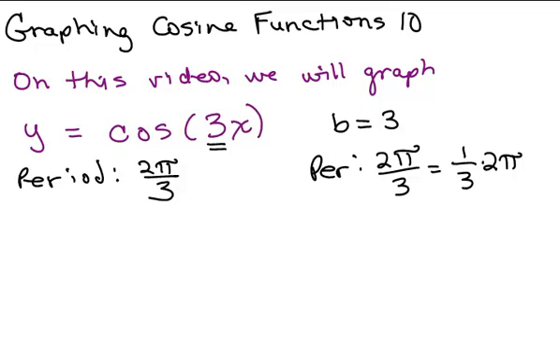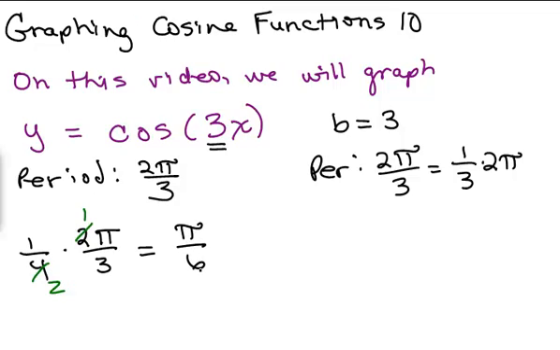And we know that to get the key points, wherever we start, we're going to add a fourth of the period to get the next one, and a fourth of the period again. So let's figure out what a fourth of the period is. 1/4 of 2 pi over 3, we could reduce here, is pi over 6. So we're going to have to add pi over 6 from our first key x-coordinate to get the next key x-coordinate, etc.